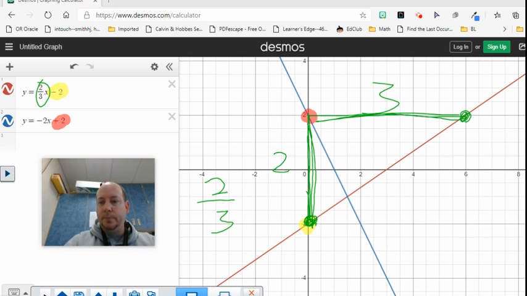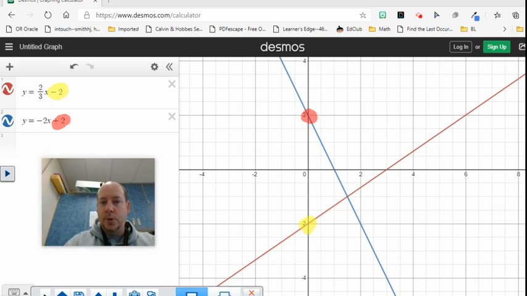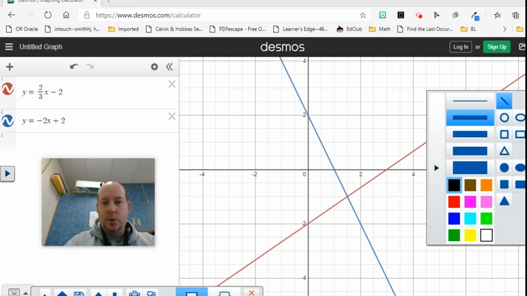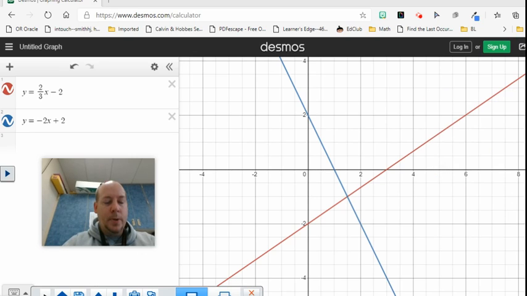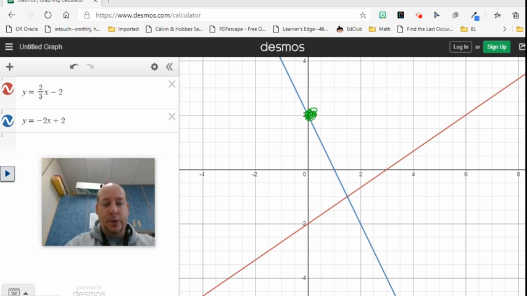For the blue one, let's do the blue one, I already did the red one. The blue one there, y equals negative 2x plus 2. So again, there's our y-intercept of positive 2. And our slope is negative 2, so negative 2 over 1. We can see that on our graph here. There's our rise of negative 2, our run of 1.